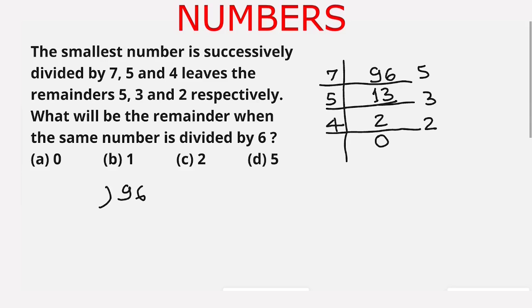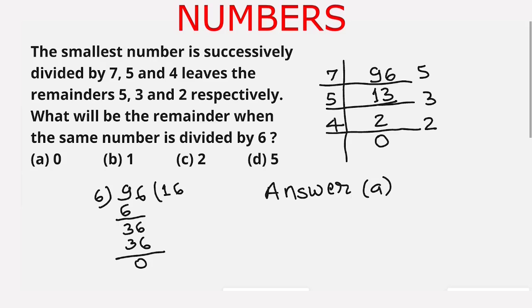96 divided by 6. 6 times 1 is 6. 9 minus 6 is 3. We carry down 6. 6 times 6 is 36. And the remainder is 0. The quotient comes out to be 16 and the remainder is 0. And from the given options, our answer is option A, 0. I hope you have understood the method of solving such type of questions. We go to the next question.